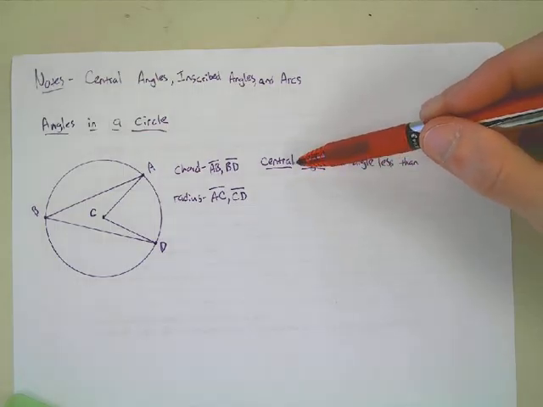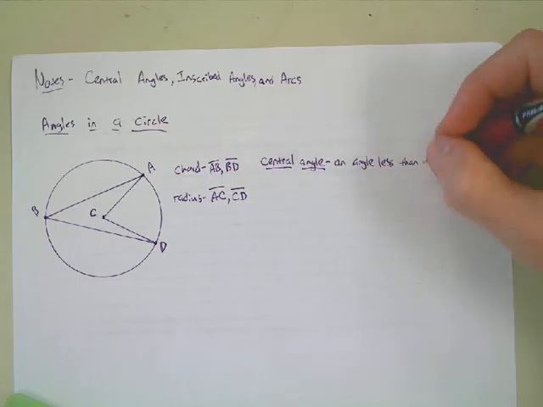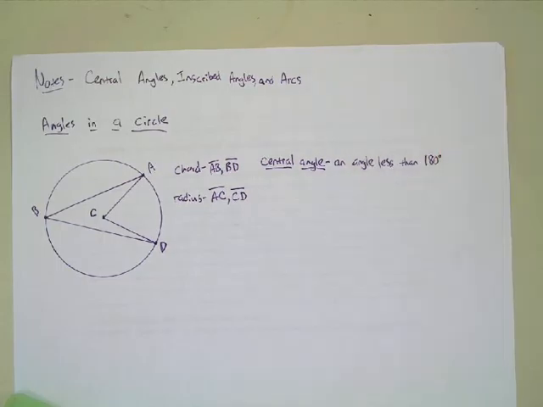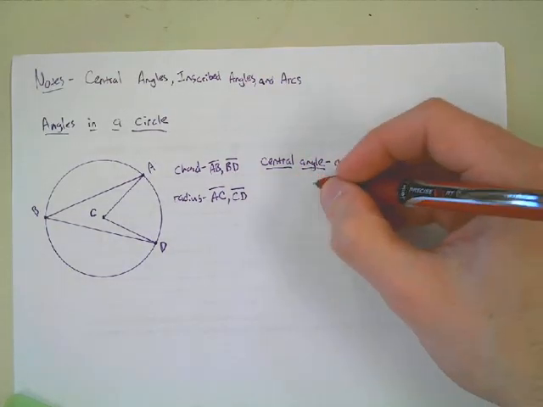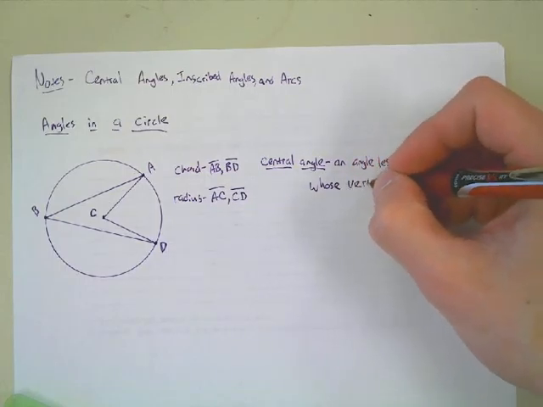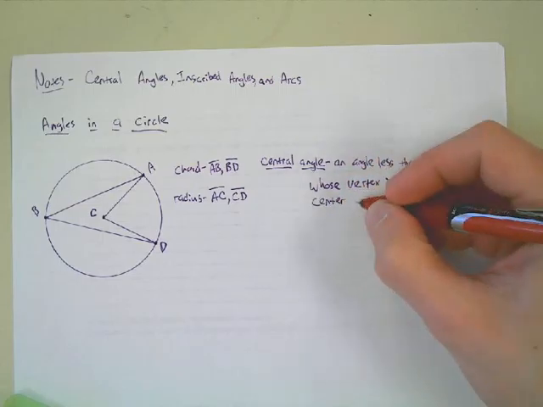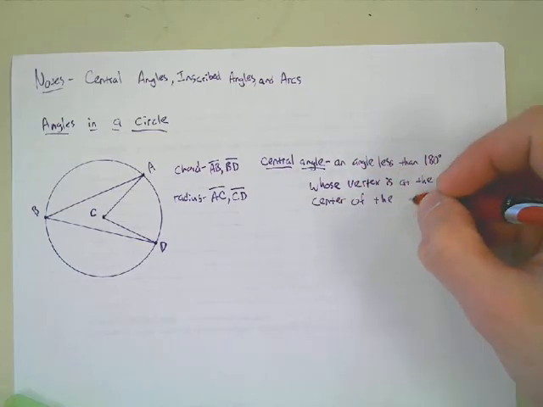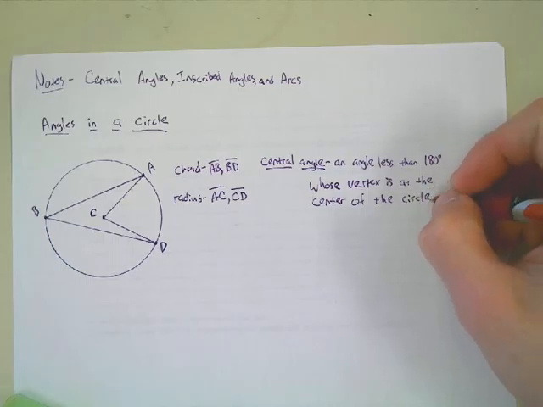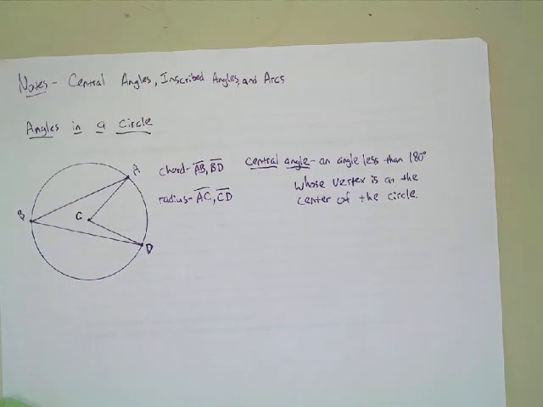Listen up, please. A central angle is an angle that is less than 180 degrees, okay, whose vertex is at the center of the circle. Okay? So that's a central angle, an angle less than 180 degrees whose vertex is at the center of the circle.